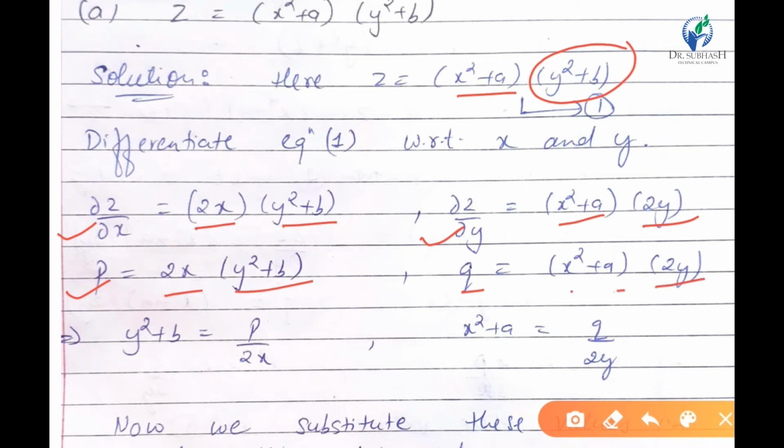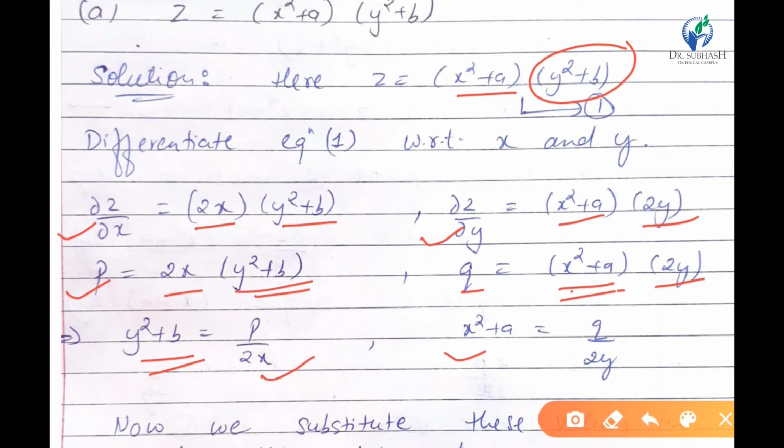Now since we want to eliminate a and b, what we will do is, we will find the value of y square plus b and x square plus a and will substitute this in the given equation. So the value of y square plus b will be p upon 2x and the value of x square plus a will be q upon 2y.